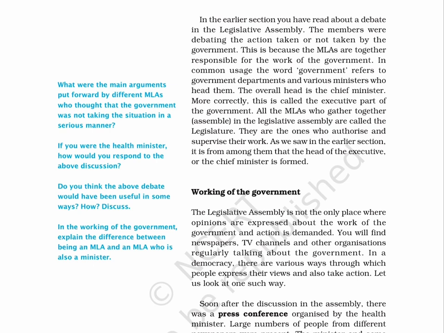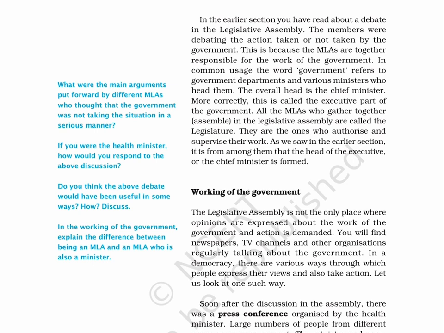In the working of the government, explain the difference between being an MLA and an MLA who is also a minister. In the earlier section, you have read about a debate in the Legislative Assembly. The members were debating the action taken or not taken by the government. This is because the MLAs are together responsible for the work of the government.